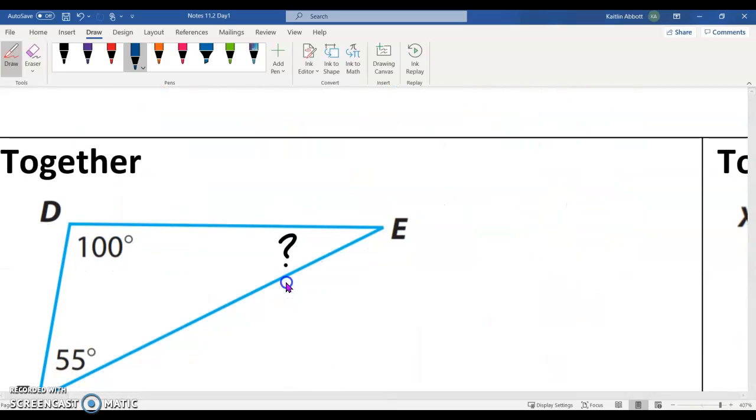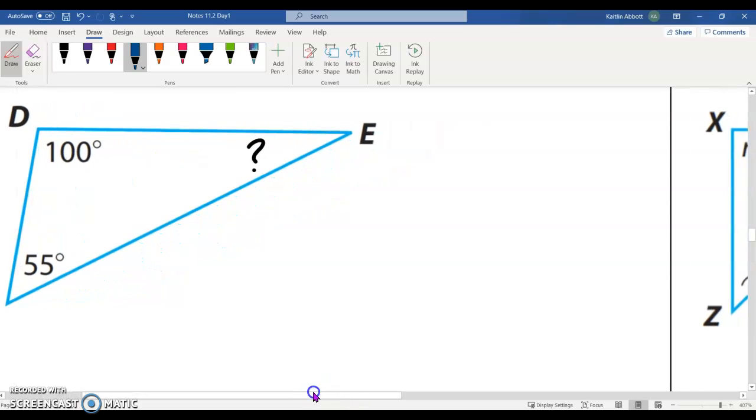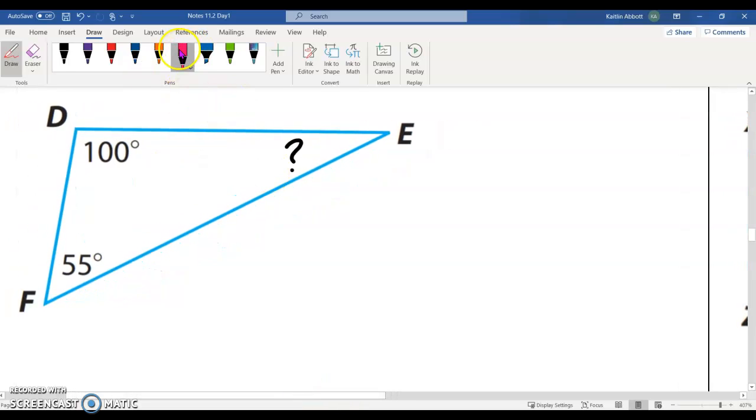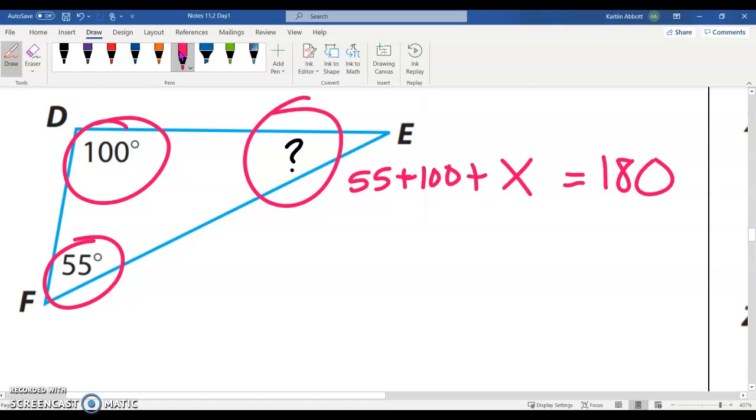All right, let's do another one. These are on your Nearpod. So let's set this up. So remember, we're just going to add everything in there, and no matter what we're setting it equal to, you got it, 180. So now we're going to add everything that we got. So now we got 55 plus 100 plus our mystery number. We're going to call it x. You can make it whatever letter you'd like. So let's combine these two. So you have 155 plus x equals 180.